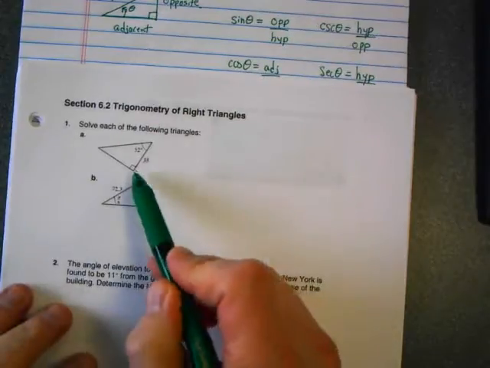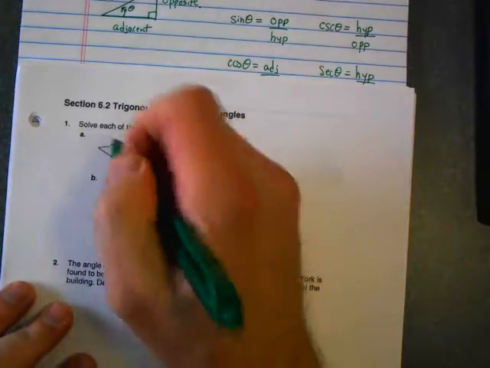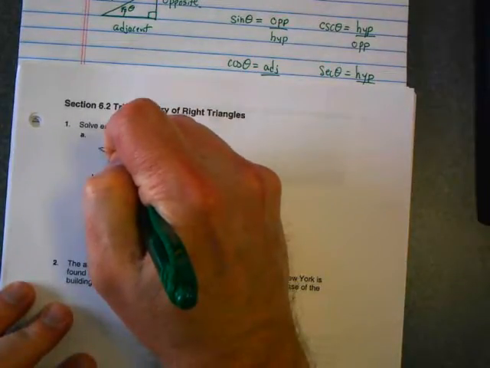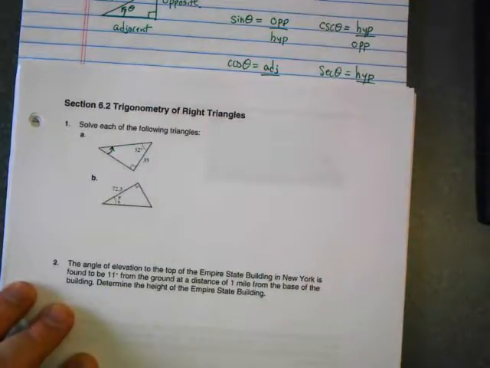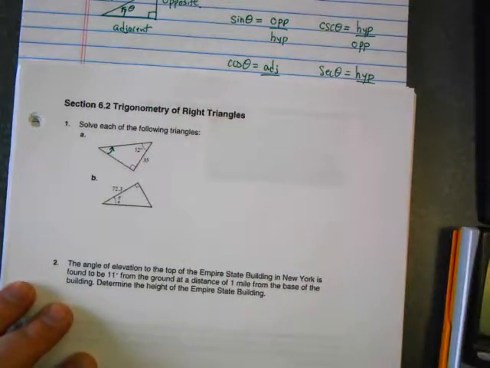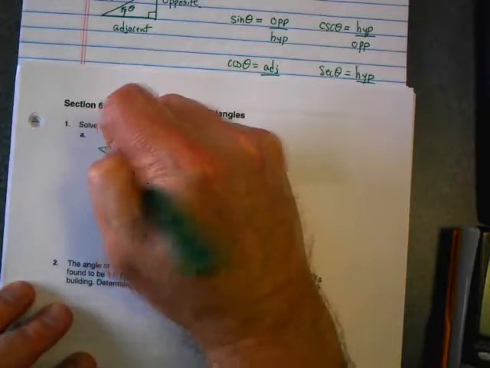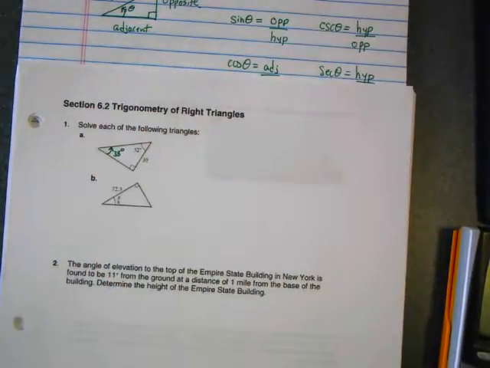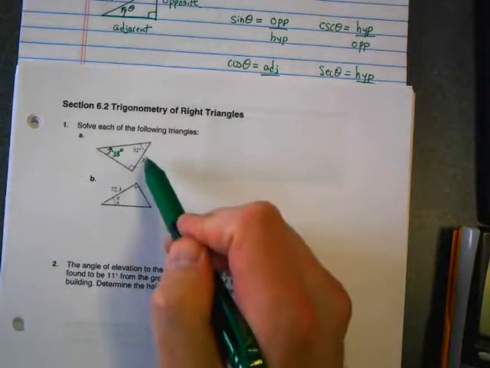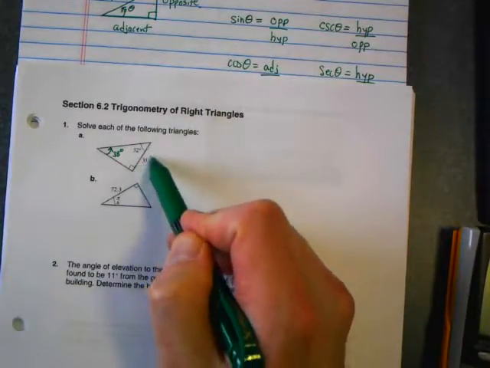If this is a right angle and this is 52 degrees, then what does this one have to be? 180 minus 90 minus 52. So I grab my calculator, I do 180 minus 90 minus 52. This one has to be 38 degrees. Okay, and then I know this side already. This side is 35.